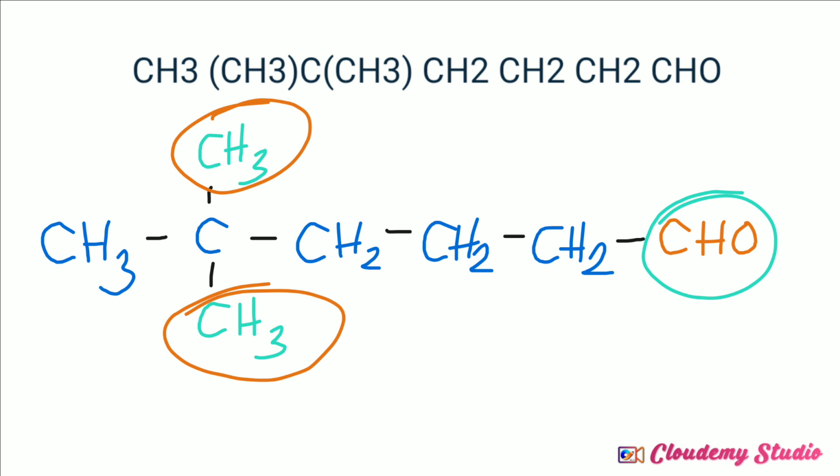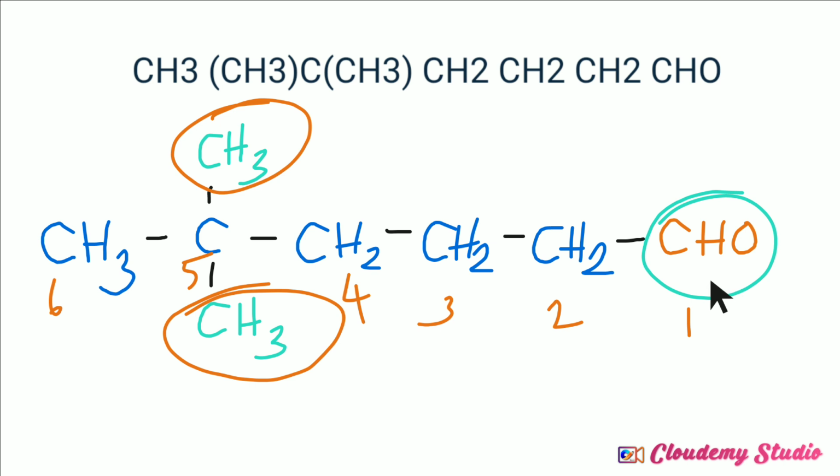Accordingly, this will be the first carbon, this is second, third, fourth, and this will be the fifth, and this is the sixth carbon. After numbering the carbon atoms, we have identified that at the fifth carbon atom, methyl groups are attached. The CH3 group is methyl. So two methyl groups are attached at the fifth carbon atom. And here CHO, at the end carbon atom, is the functional group.